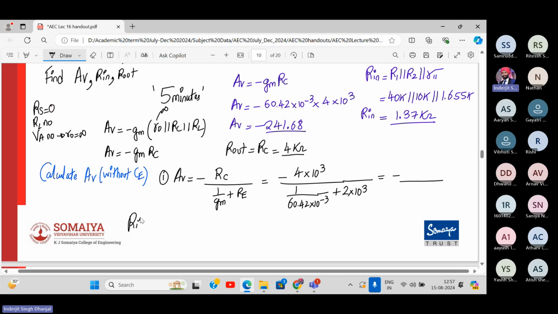Similarly, calculate Rn. Rn was R1 parallel to R2 parallel to R pi plus 1 plus beta times RE. So calculate this expression first and then the others. And Ro is actually equal to RC only here. So R out will be equal to RC, which is 4 kilo ohm only.